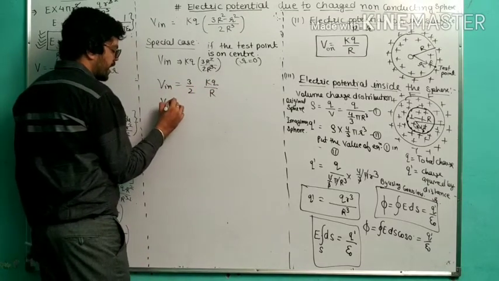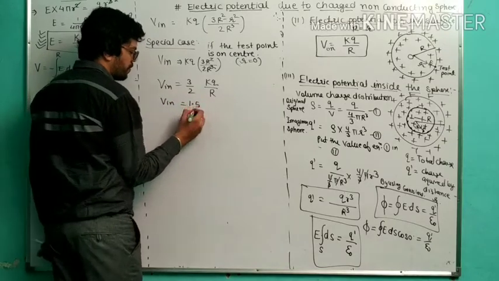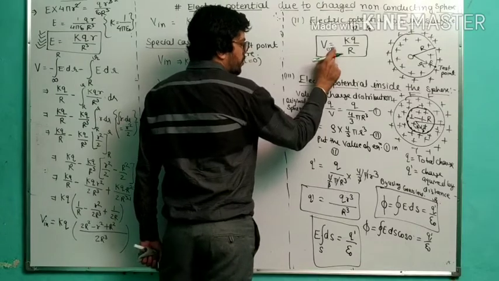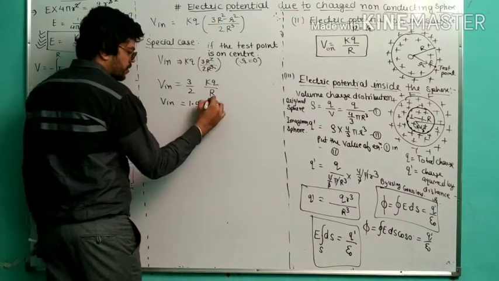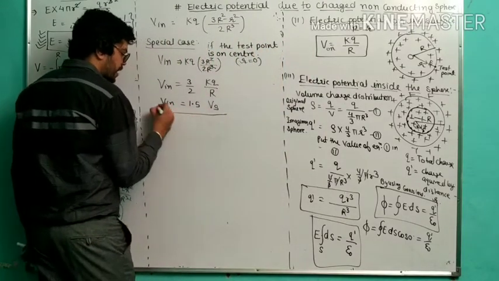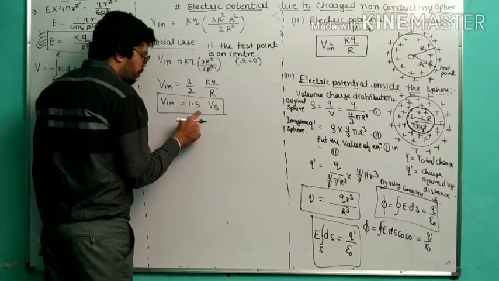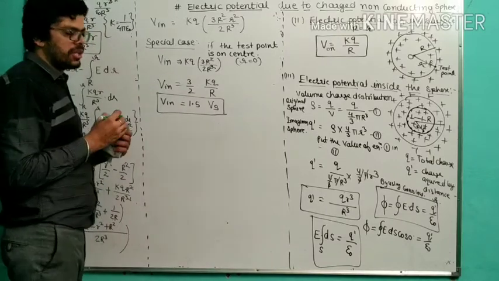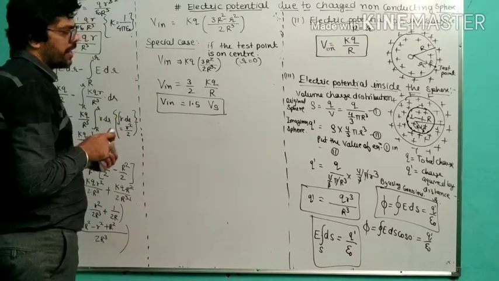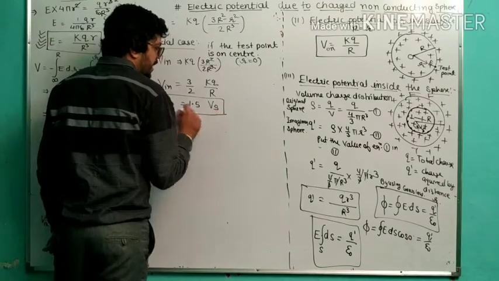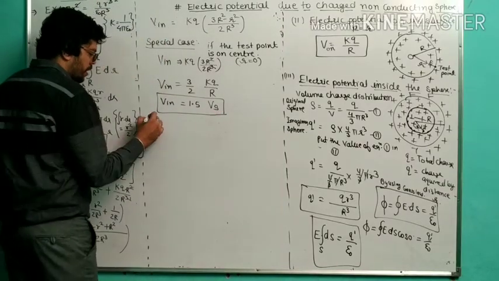So V inside is 1.5 times kq upon capital R. See, kq upon capital R is the value of electric potential on the surface of this sphere, so we can write it as Vs. So one relation we got: electric potential at the center is 1.5 times the electric potential on the surface of this sphere. So hopefully you understood. Surface of this sphere means Vs. You can write V surface also.